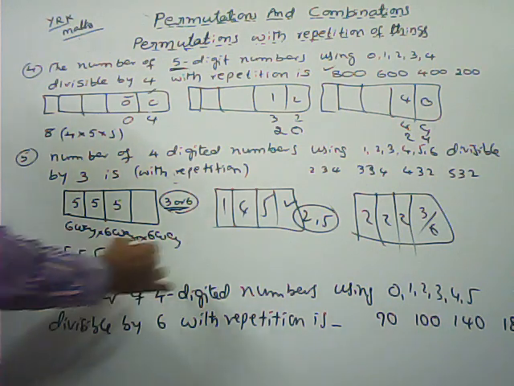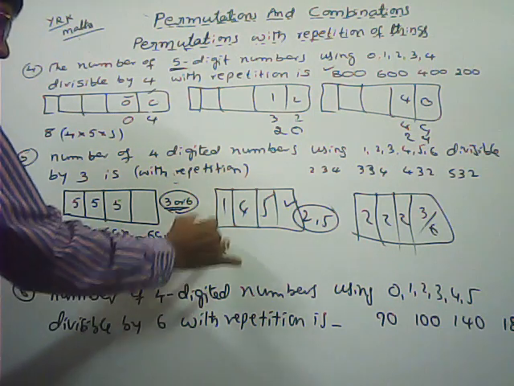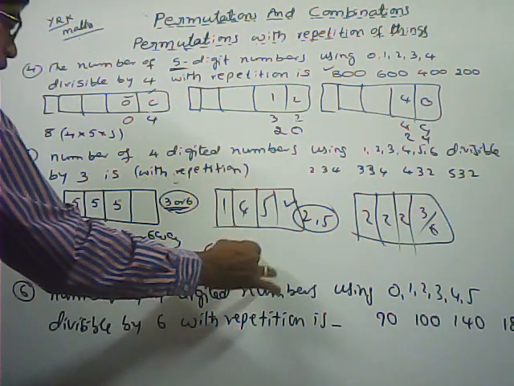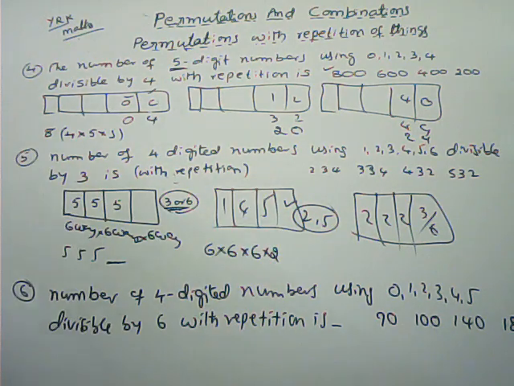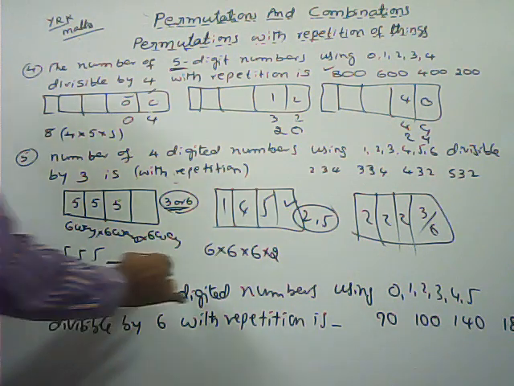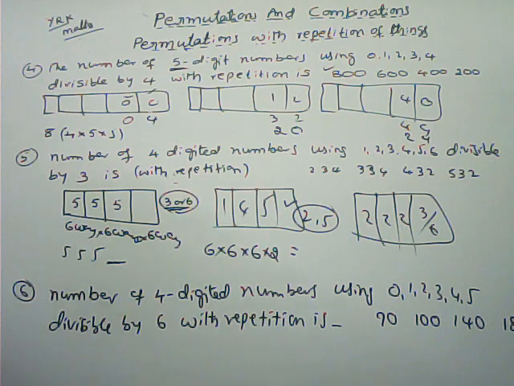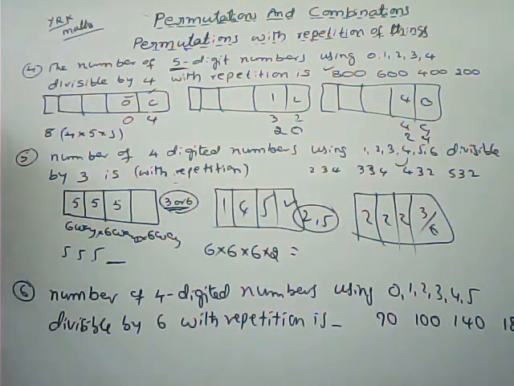So the first place can be filled in 6 ways. The second blank place can be filled with any one of the 6 digits, and the third one also 6, and the last one depends upon that only. The last one can be filled in 2 ways. Everywhere we are getting 2 ways only. So 6 times 6 times 6 times 2 is 432. 432, that is the correct option.